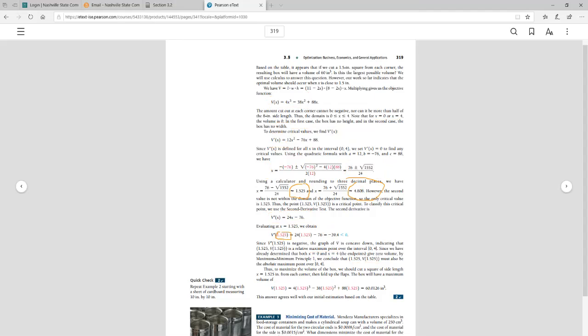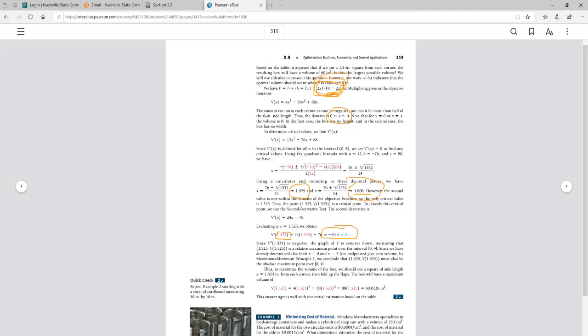They used the first one and found out that the second derivative is negative, which means it's concave down. They have found the absolute maximum there. But what about 4.808? Let's go back and look at our domain. Isn't it true that the domain is restricted between 0 and 4? In other words, x cannot be larger than 4. If you were to plug 4.808 in, then you would have a negative length on that box, and you can't do that.